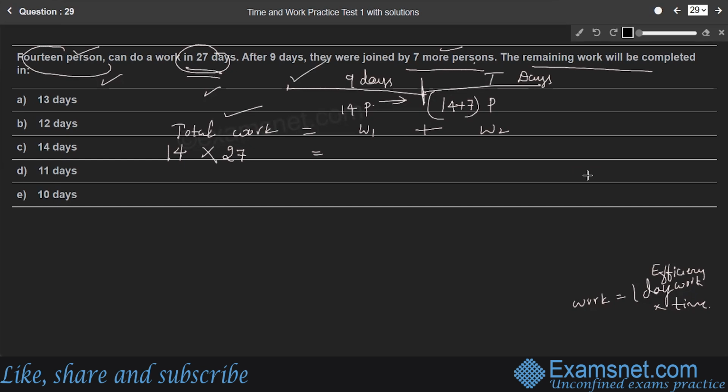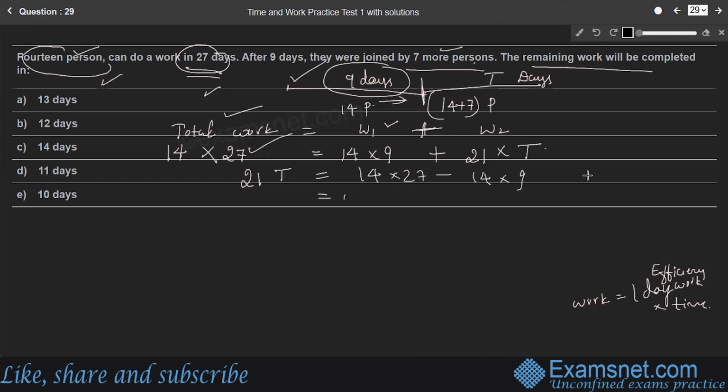But in this particular condition, 14 persons work only for 9 days, not for 27 days. Therefore, the first part of the work, W1, becomes 14 into 9, plus the second part of the work, W2, where 21 persons work for T number of days. Simplified, 14 into 27, no need to find the product here. So we'll directly take 21T as 14 into 27 minus 14 into 9.